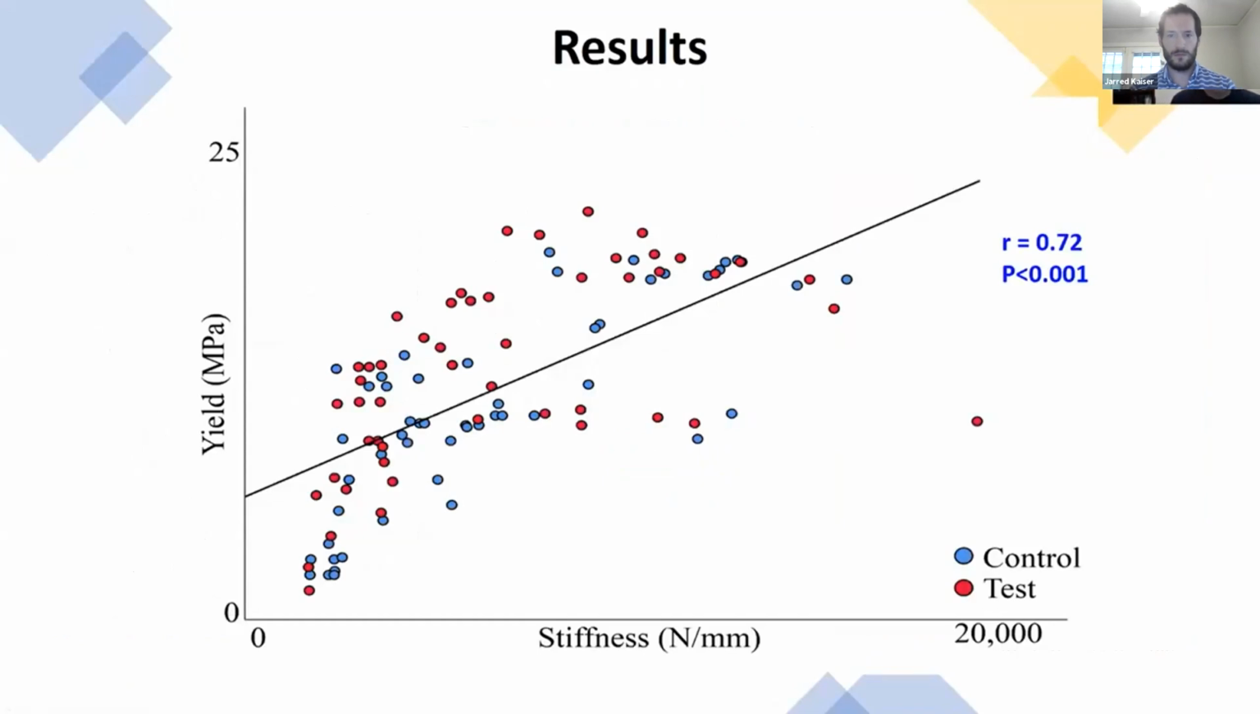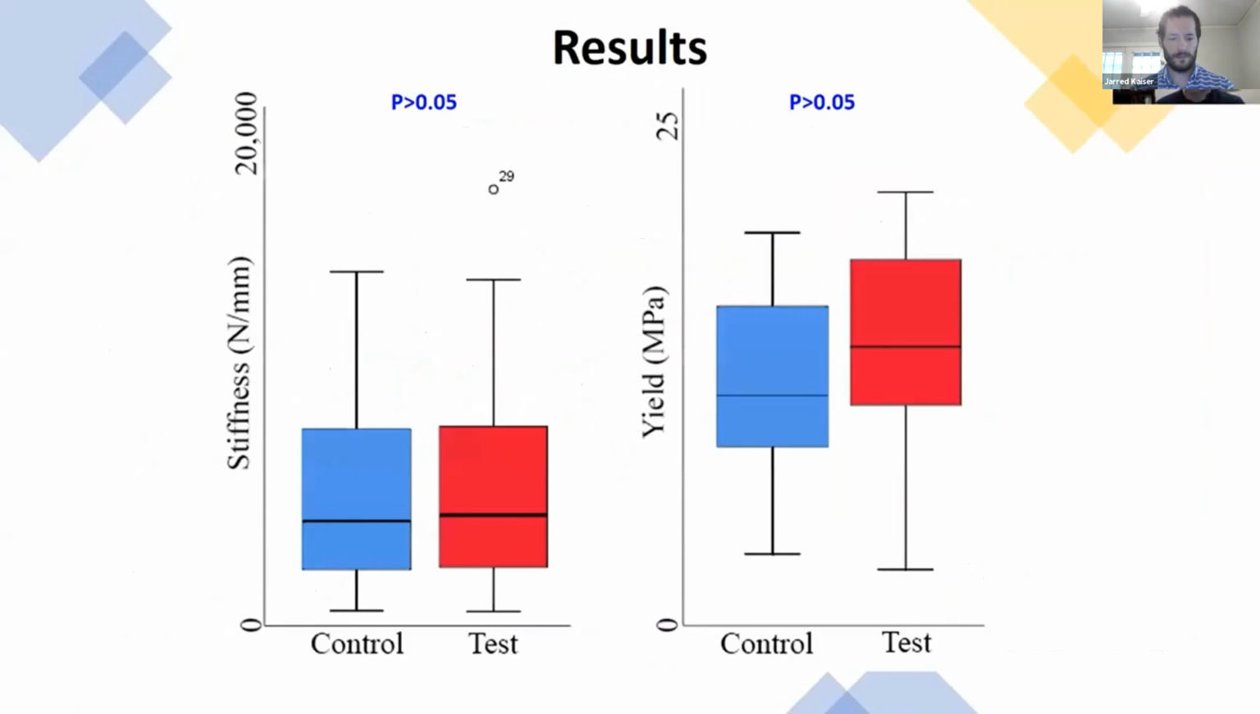As expected, we found a significant positive correlation between stiffness and yield for each group and for the pooled data, as can be seen in this figure. Yield here on the left in the y-axis and stiffness on the x-axis. However, we did not find any significant difference between the two groups for both stiffness here on the left and yield here on the right. And thus, these results refute our working hypothesis.